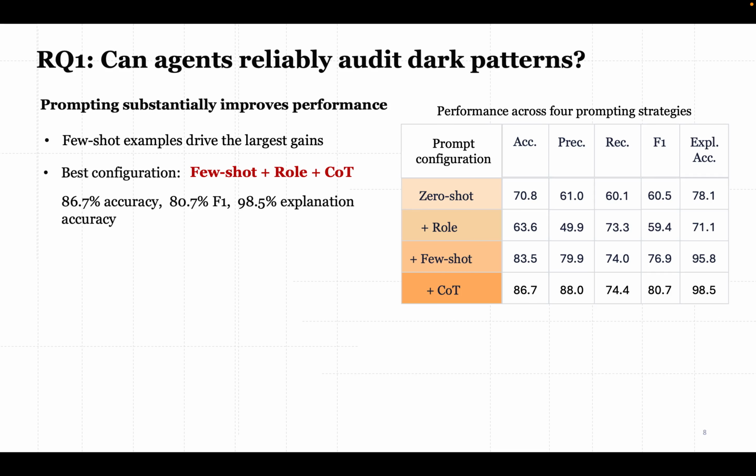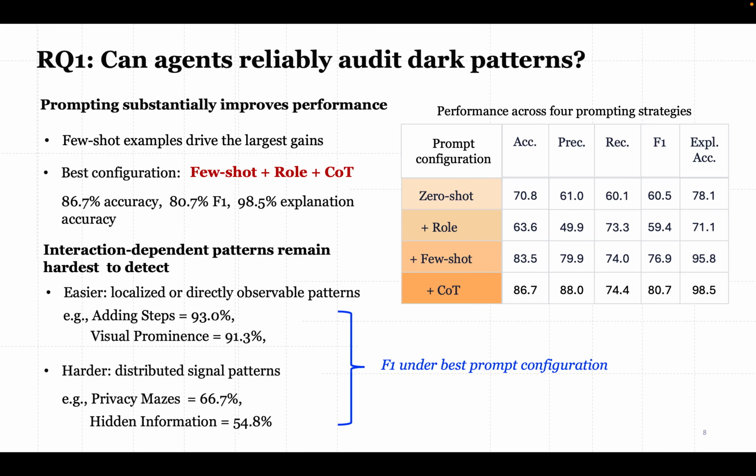Now, we can answer research question 1. Can the agent reliably audit dark patterns? We found that prompting significantly improves audit performance. As shown in the table, the largest gain came from adding few-shot examples, and the best configuration is few-shot plus role plus chain of thought, reaching 86.7% accuracy.